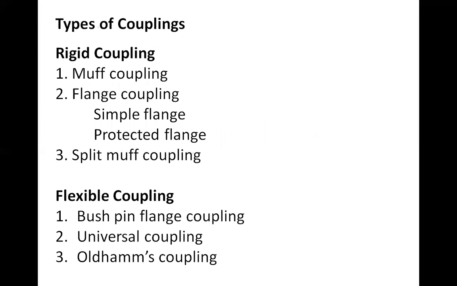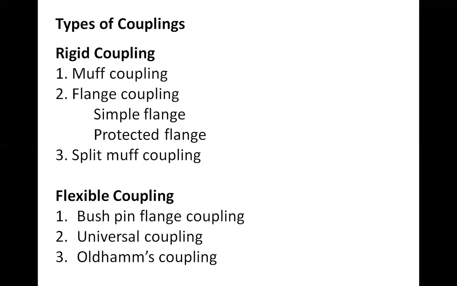As far as types of couplings are concerned, basically there are two major types: rigid coupling and flexible coupling. Whenever two shafts are in perfect alignment, a rigid coupling is useful. And if there is some misalignment or a gap between the axes of the shafts which are to be connected, flexible couplings are most useful.